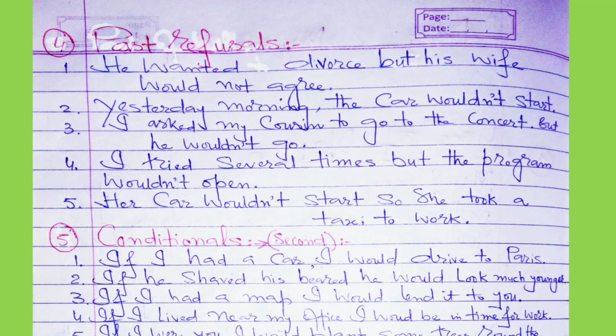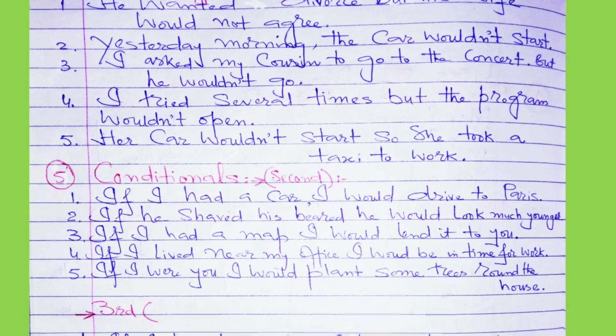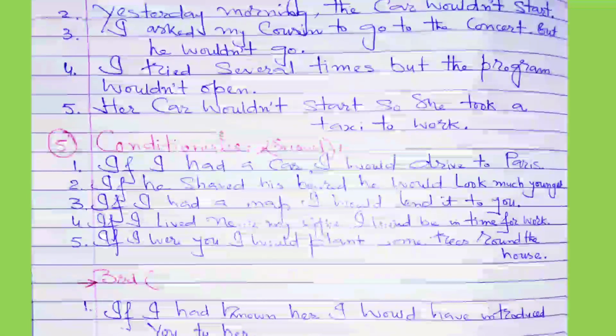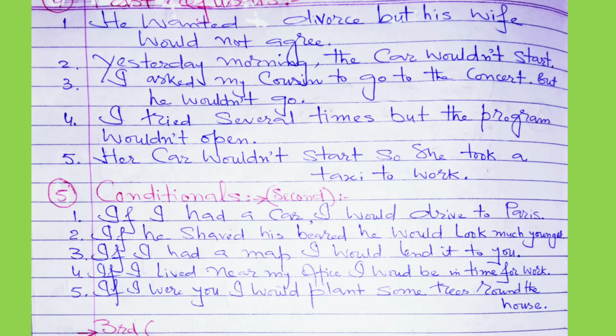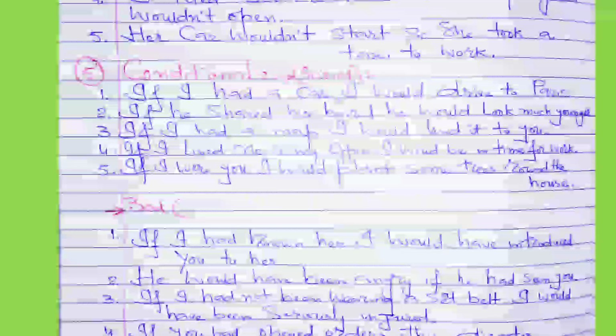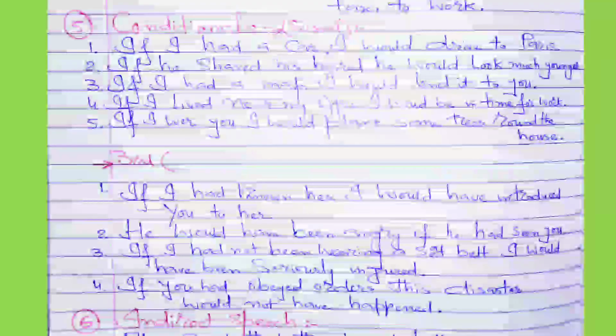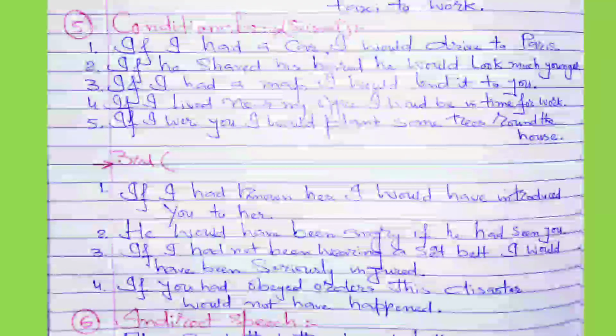Past refusals. Now the important use, that is conditionals. हमने में भी पढ़ा था कि would is used for conditions. This would is also used for conditionals. It is used in two conditionals, that is second conditional and third conditional.